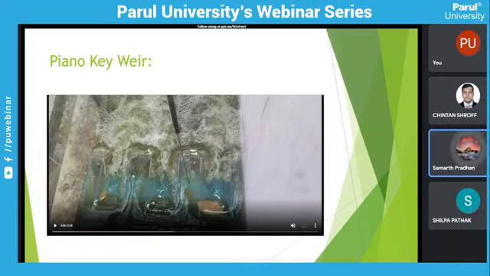This technique was first tried in France in 2006-7, and in India, in Andhra Pradesh, one piano key weir was constructed recently. So this project is taken for this study. We are running the model with various alternates of piano key. This is the inlet key, this is the upstream side, this is the downstream side, and this is the outlet key. We are trying various alternates for the inlet and outlet keys.